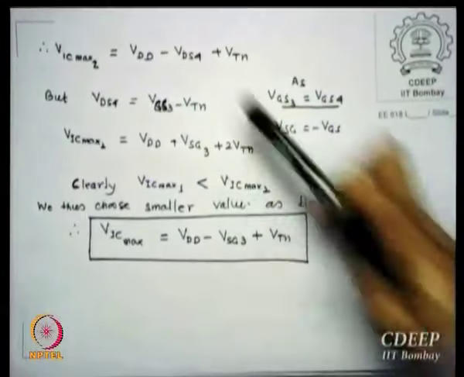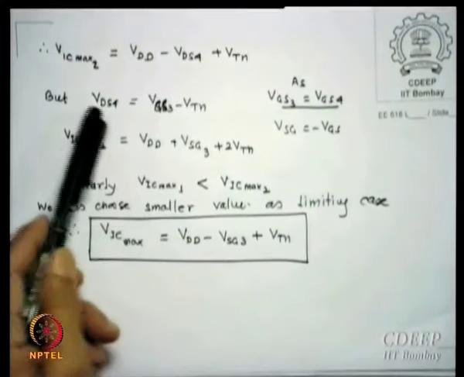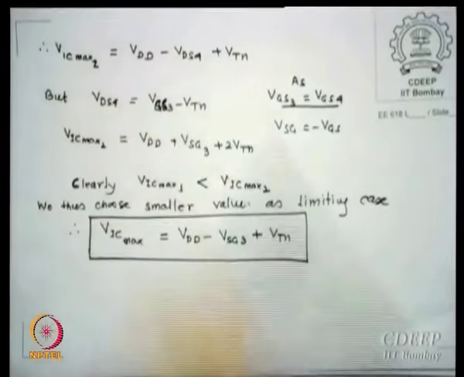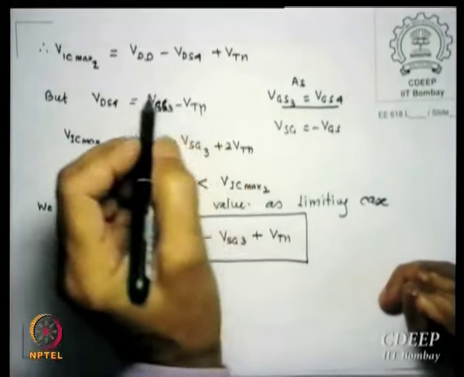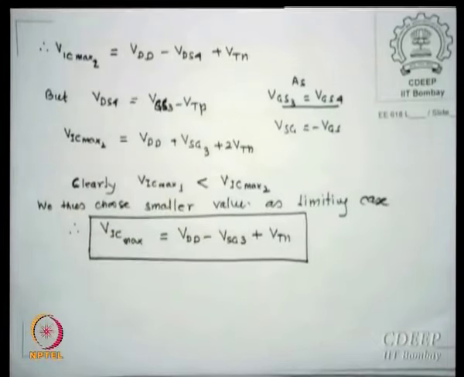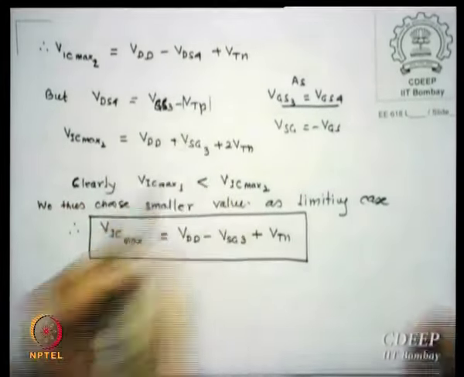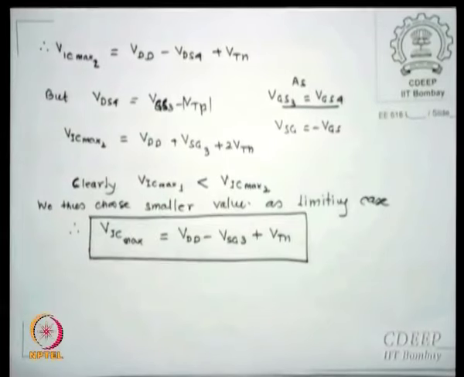So if I substitute now this, I get VIC maximum 2 is VDD minus VDS4 plus VTN, but VDS4 is VGS4 minus VTN, but VGS4 is VGS3, we have connected them. So I write VDS4 is VGS3 minus VTN and substitute that again here. Sorry, no, but VTP is equal to VTN, so it does not matter. For now leave it, write P there, but here you can keep N. So VIC maximum 2 is VDD plus VSG3 plus 2 VTN is the value of VIC maximum 2.